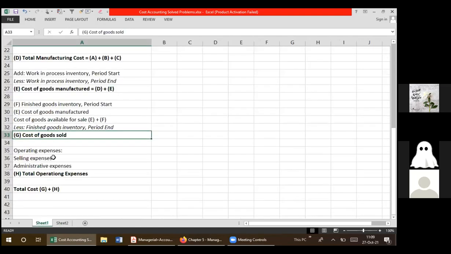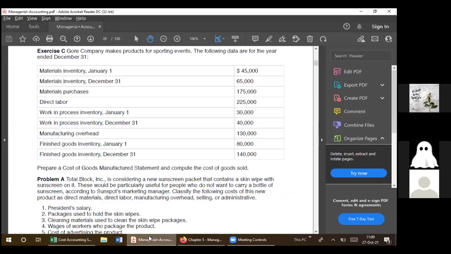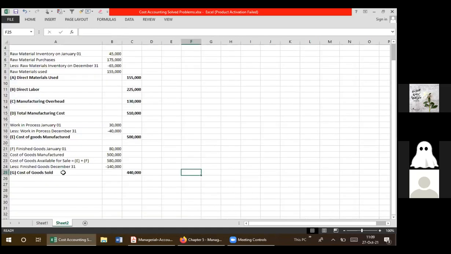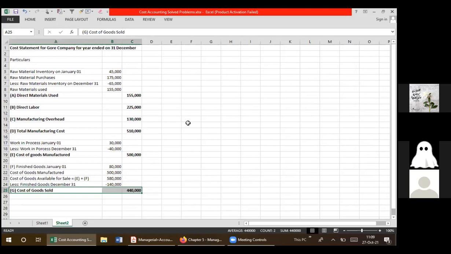Then we have operating expenses, selling expenses, administrative expenses added here. But the question does not have any operating expenses. Plus the question also asks us just to compute the cost of goods sold, and we have done it. So cost of goods sold is 440,000.